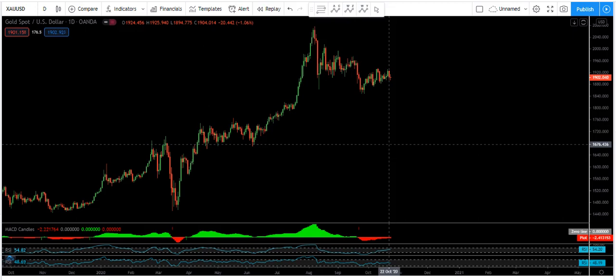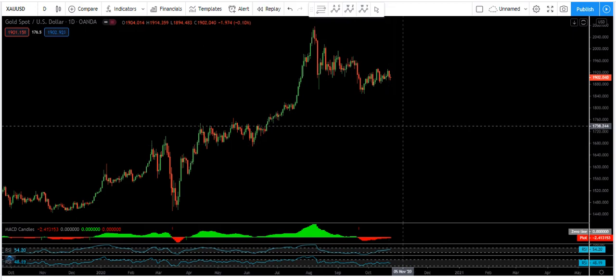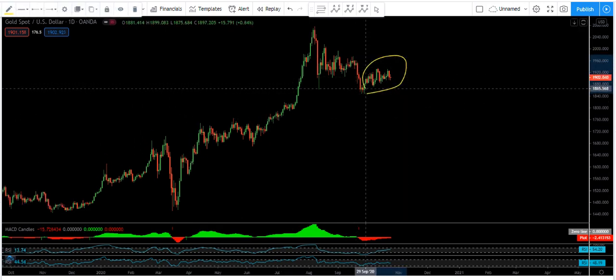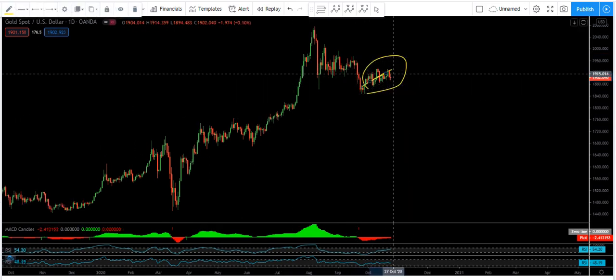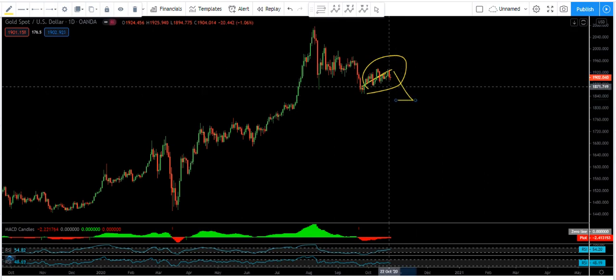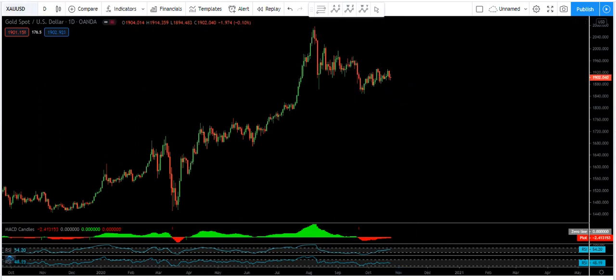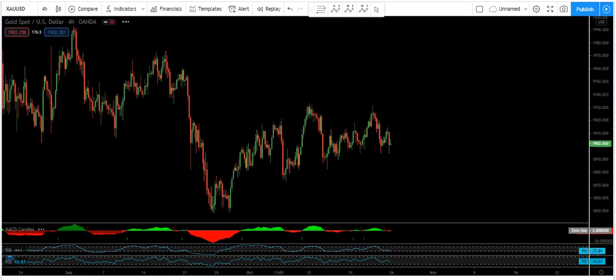Gold, now we are based on the daily chart. We want to analyze the chart for the next week. Based on the daily chart, as we can see, we are within this correction. Now the question is how long we will be here, and what we are interested in is the down move. Based on the daily chart, we don't have any trade setup right now. In this case, we move to the 4-hour chart.